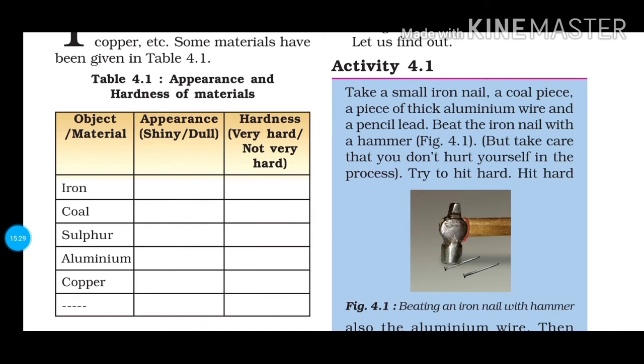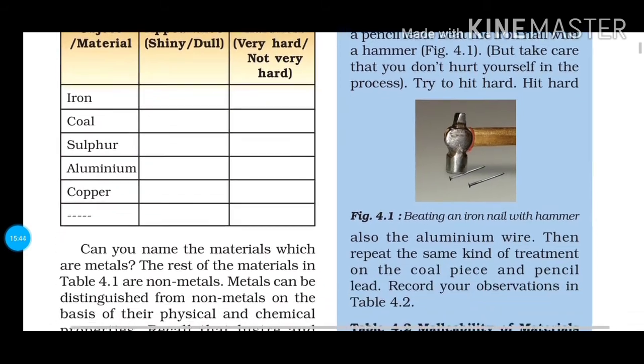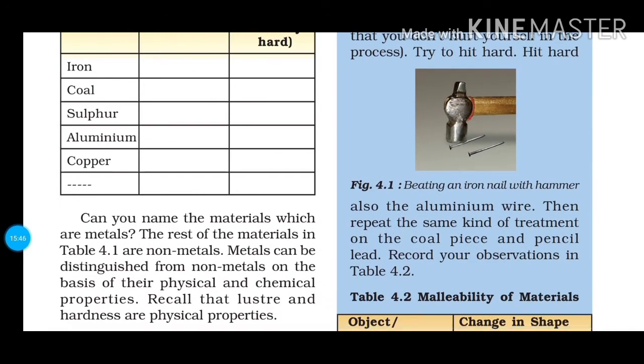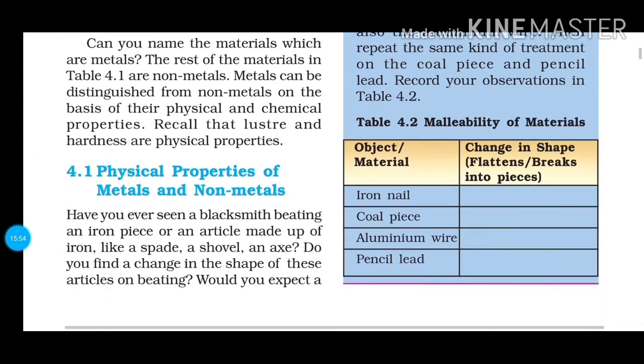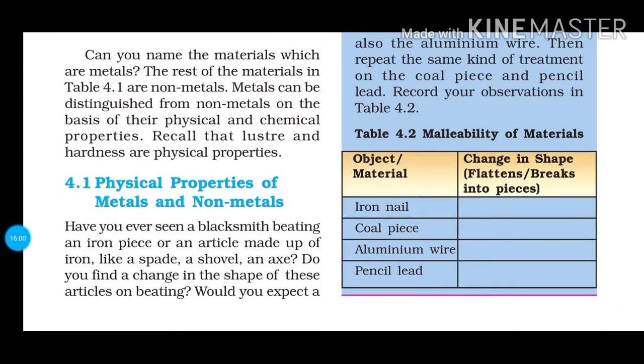Okay, take a small iron nail, a coal piece, a piece of thick aluminium wire and a pencil lead. Beat the iron nail with a hammer, but take care that you don't hurt yourself in the process. Okay, please take care about it. Try to hit the aluminium wire hard also. Then repeat the same kind of treatment on the coal piece and pencil lead. Record your observations in Table 4.2. What observation will you get?